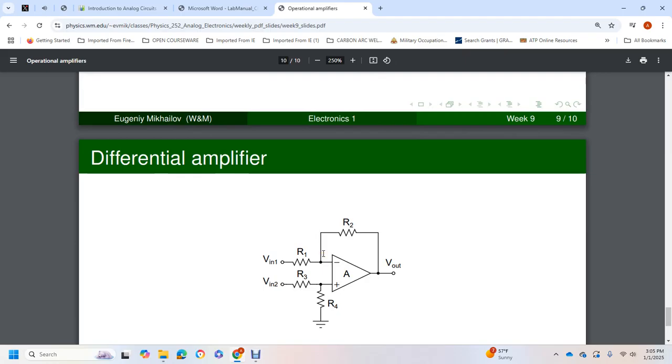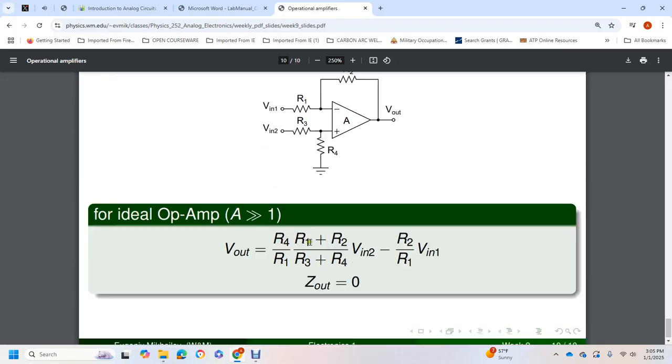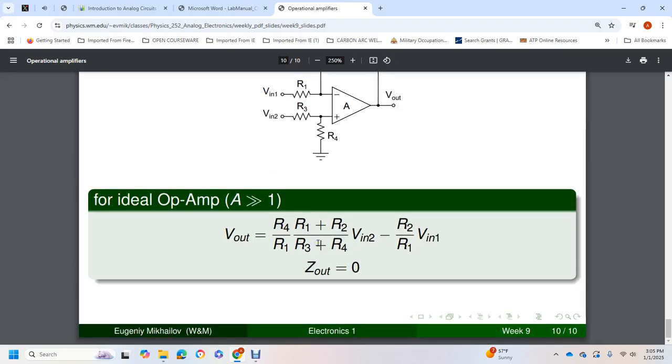You have a differential amplifier, which runs a resistor between an inverter resistor, with two resistors also running on the loop of the positive input. So we have the differential amplifier. Voltage output equals R4 over R1 times (R1 plus R2) over (R3 plus R4) times voltage input 2, minus R2 over R1 times voltage input 1. And the output impedance is 0.